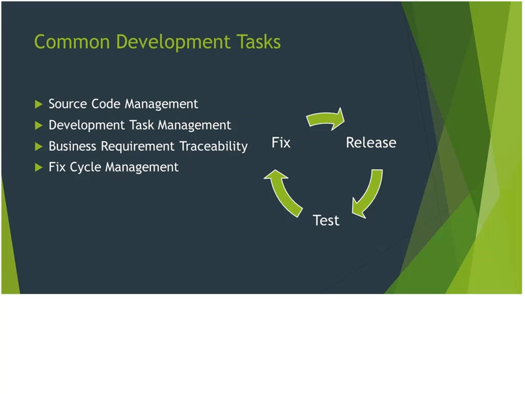There's also the business requirement traceability that I mentioned before. So the business says that there's these 50 things or these 1,000 things or however many things that the software has to deliver, and we have to make sure that our development does that. There's also the fix cycle management, so making sure that the software we're releasing is getting tested and fixed, and we have to manage that in some controlled way, so we can see how many bugs are still outstanding, how many are being fixed, etc.